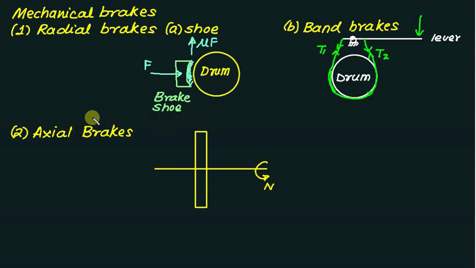The second type of brake is called the axial brake. Here we have a disc rotating at a speed n about the axis, and this is a friction liner. This is a friction surface. When we apply the force to this, there will be contact on this surface and it will develop a braking torque. This time the force is applied axially, that is why it is called the axial brake. Here the force is applied radially, that is why it is called the radial brake.